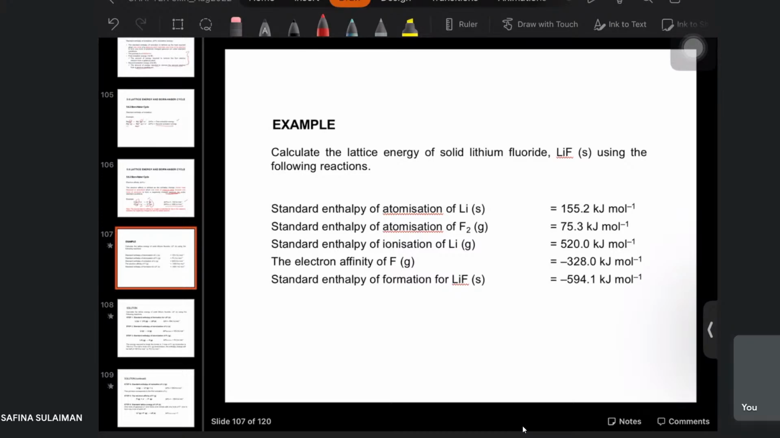Okay, so kita tengok example. Calculate the lattice energy of solid lithium fluoride using the following reaction. Okay, kita perhatikan, dia nak kira berapa lattice energy. Lattice energy tadi apa kelas? Ingat tak? What is the lattice energy? Apa dia punya equation for lattice energy?